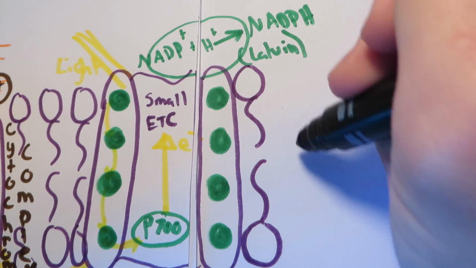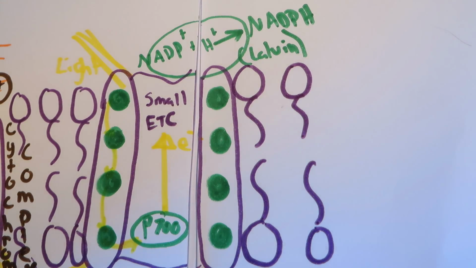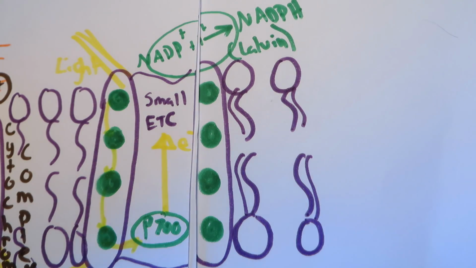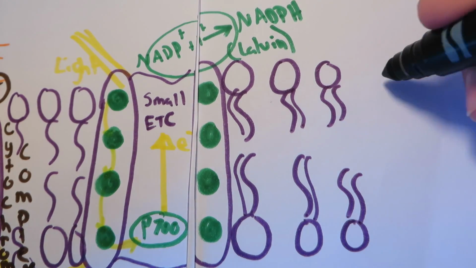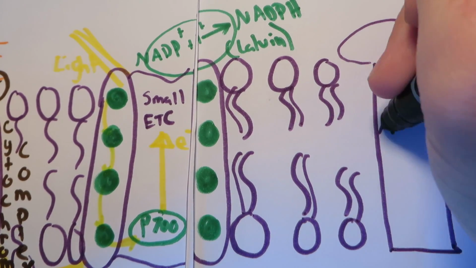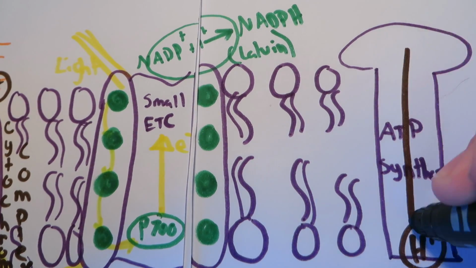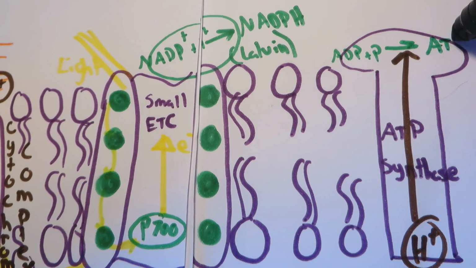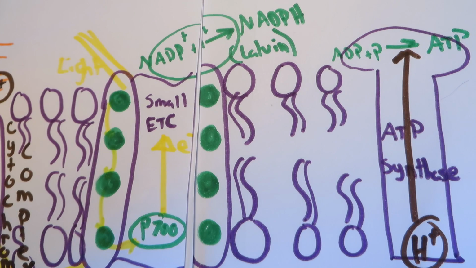Do you remember the cytochrome complex? How it pumped the hydrogens across to the thylakoid space? Well, ATP synthase will use these hydrogens to power oxidative phosphorylation.